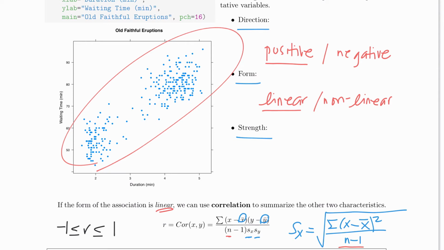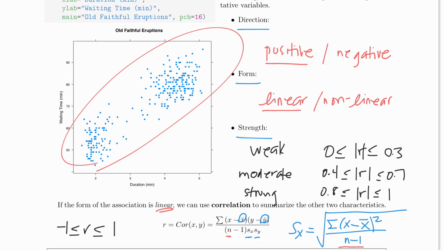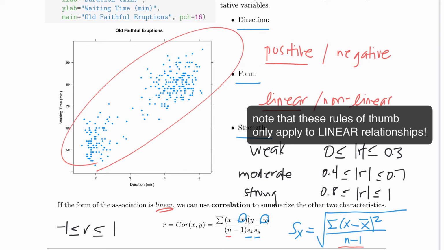And the larger R is in magnitude, meaning the closer it is to -1 or +1, the stronger the relationship between the two variables at hand. And the closer that R is to 0, the weaker the correlation between the two variables. So these are just some rules of thumb that I would use when describing the strength of the relationship between two variables on the basis of their correlation.